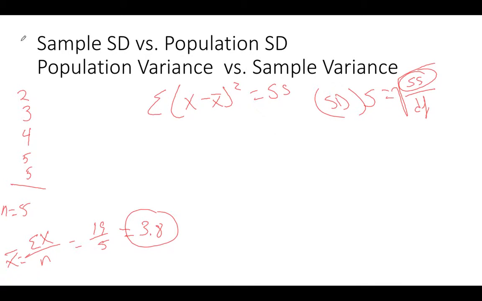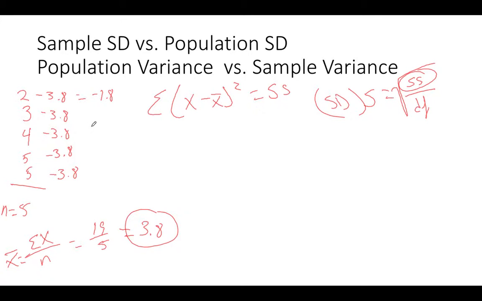So here, my scores again are 2, 3, 4, 5, and 5. Now I'm going to go ahead and subtract the mean from each one of those values. Remember, you're going to get some positive, some negative values, and that's okay. Don't worry about that. That's where the whole squaring part is going to come into play. So here, 2 minus 3.8 should give you a value of negative 1.8.